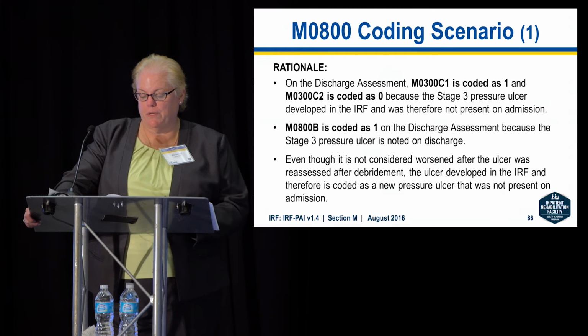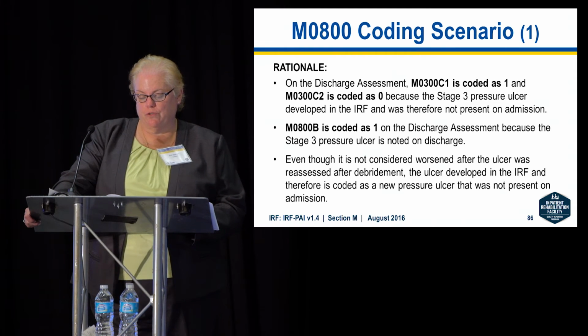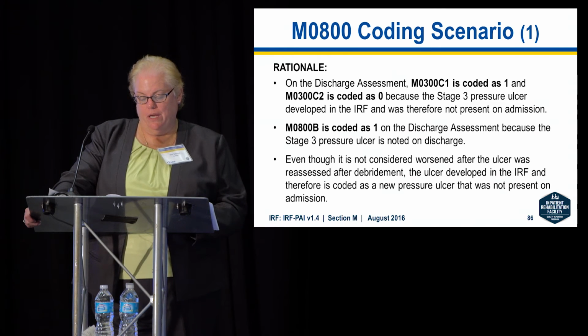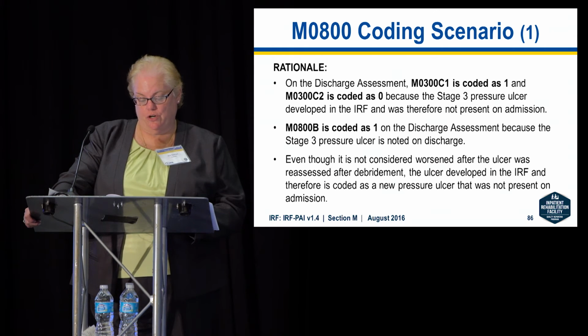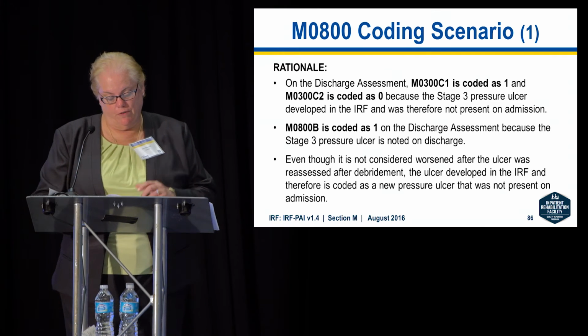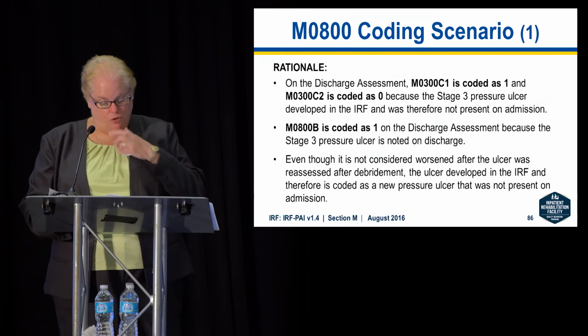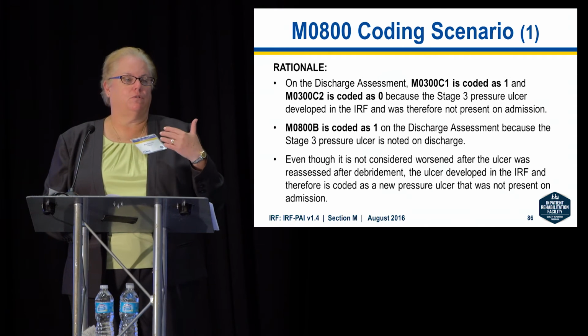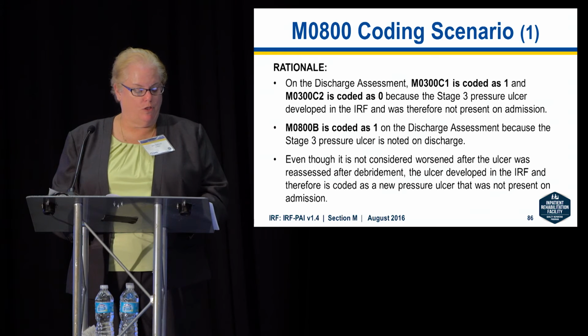And so on the discharge assessment, M0300C1 is coded as 1, and M0300C2 is coded as 0 because the stage 3 pressure ulcer developed in the IRF and was therefore not present upon admission. M0800B is coded as 1 on the discharge assessment because the stage 3 pressure ulcer is noted on the discharge. Even though it is not considered worsening after the ulcer was reassessed after debridement, the ulcer developed in the IRF and therefore is coded as a new pressure ulcer that was not present upon admission. And I think we went through all of those coding scenarios with you.